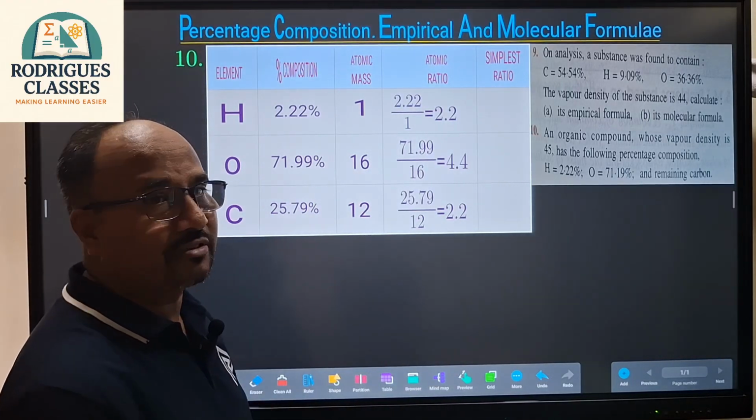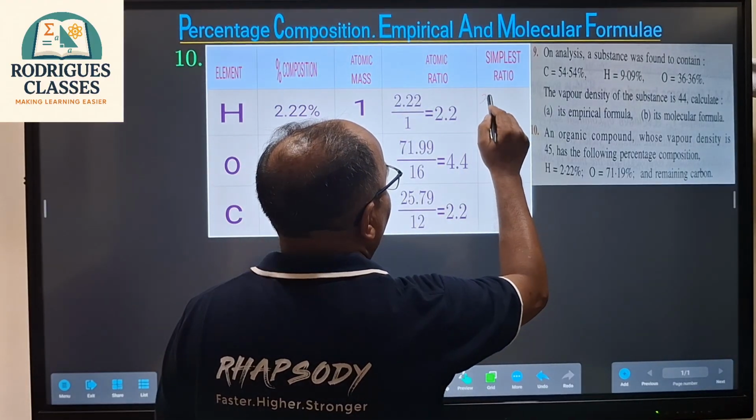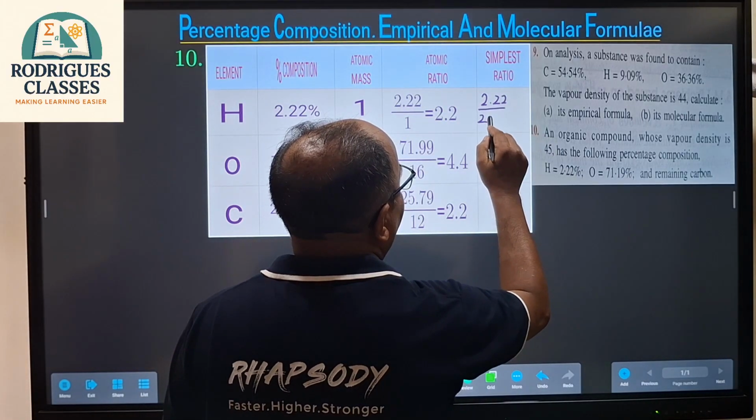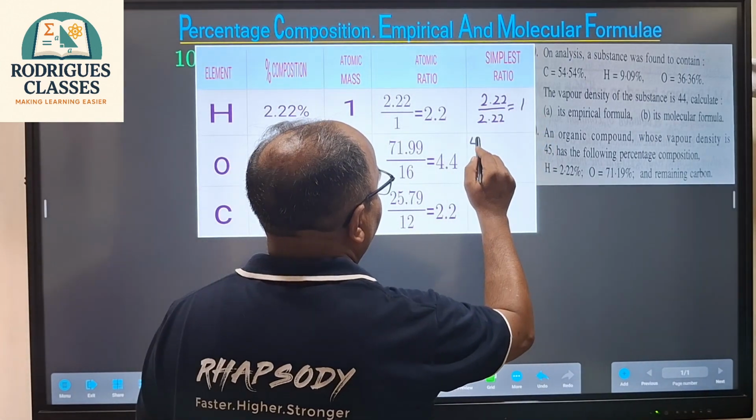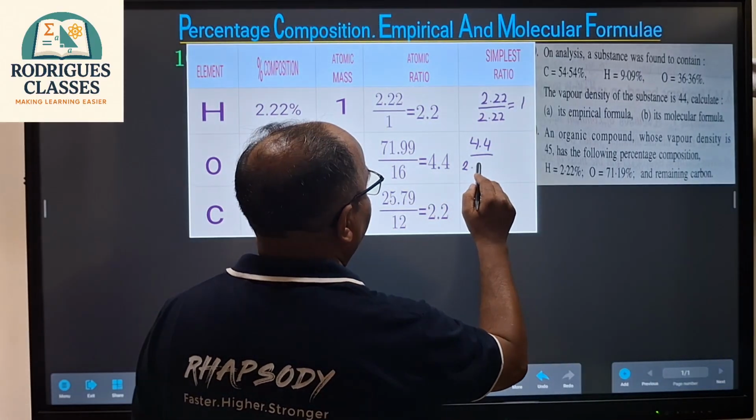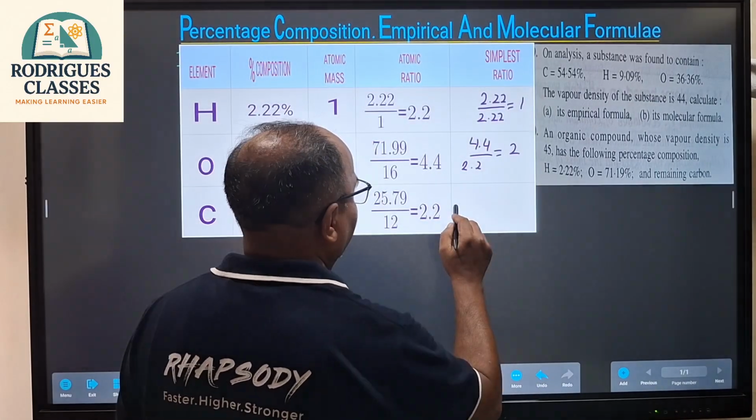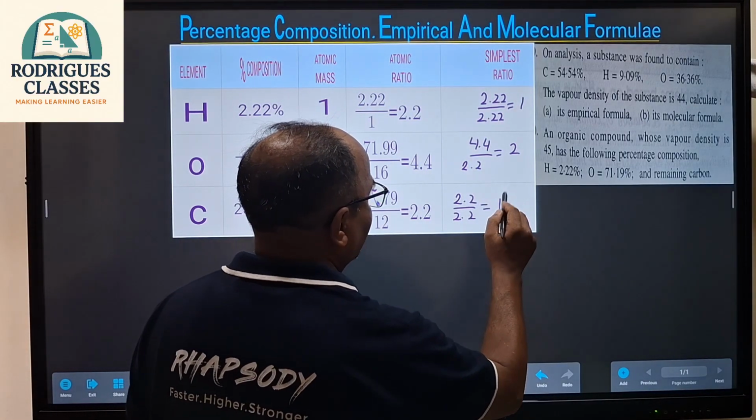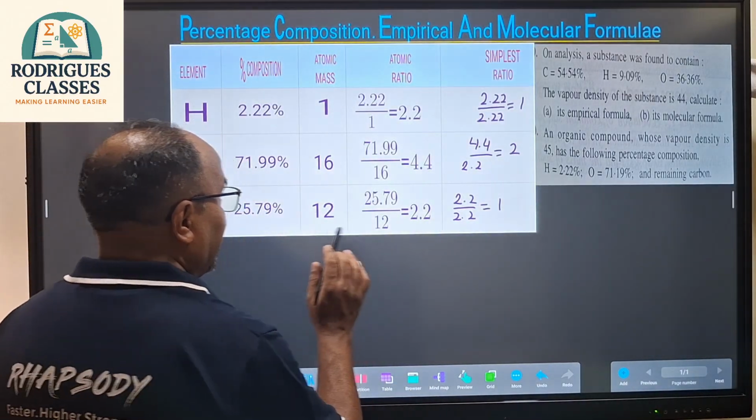Now to find the simplest ratio, we write the values here. So it will be 2.22 divided by 2.22. That will come as 1. For oxygen, you divide by 2.2, which will give you 2 here. And for carbon, it is 2.2 divided by 2.2, so you get 1. So now we know the ratios over here, so we can find the empirical formula.